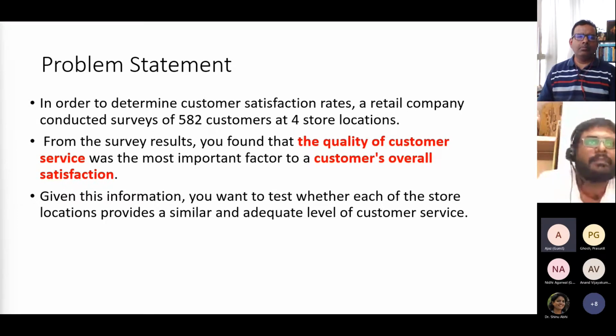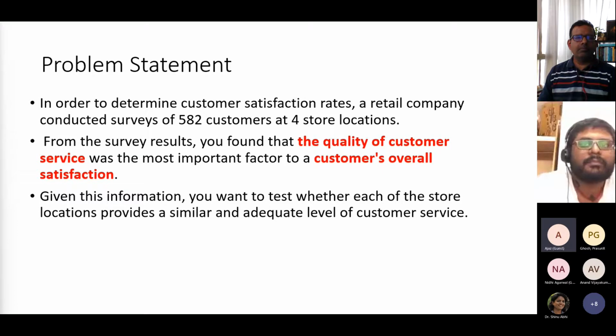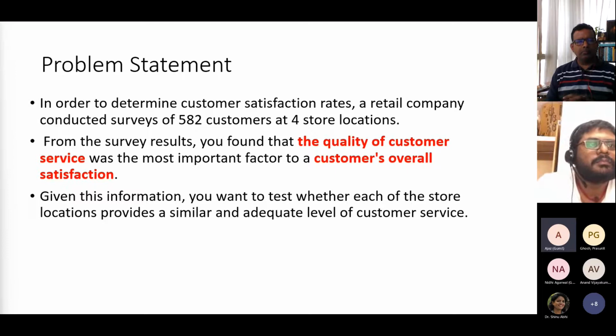Here specifically, what are we interested in? What is the problem statement? In order to determine the customer satisfaction rate. So customer satisfaction and such things. What kind of a variable is customer satisfaction? Usually it will not be scale. It will be in the form of ranking: low customer satisfaction, medium or high. There are three groups. A retail company conducted a survey of 582 customers.